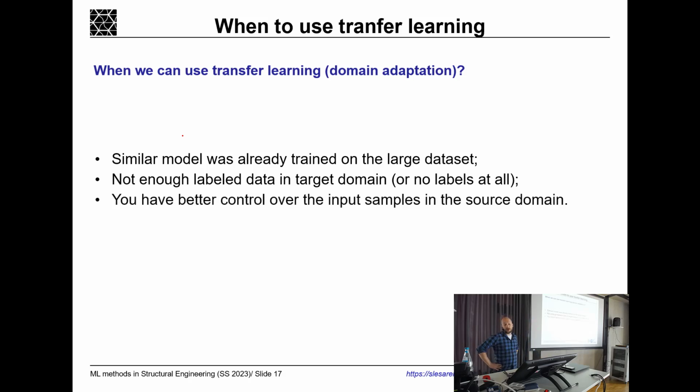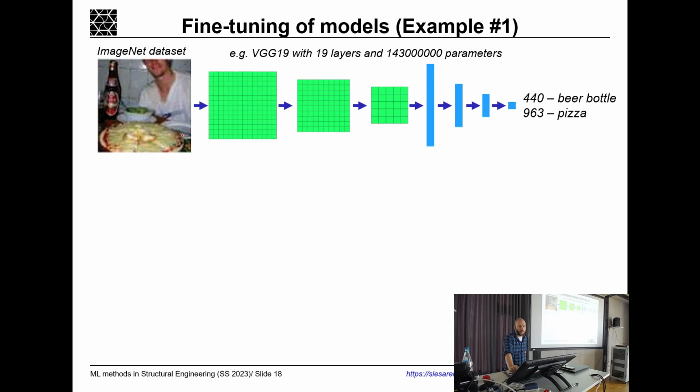And finally, you have better control over the input samples in the source domain. You know a little bit better what's happening in your source domain, and you have control over that in comparison with what's happening in, let's say, real life or your target domain. Let's say the Google car example. So now, basically, how does it work? There is another term for that, fine-tuning of the models.